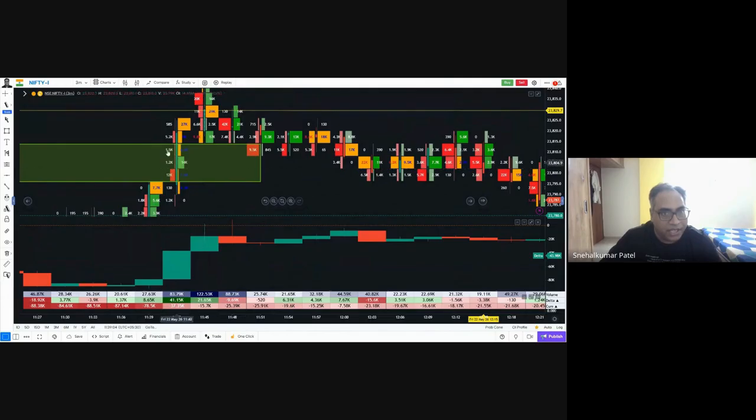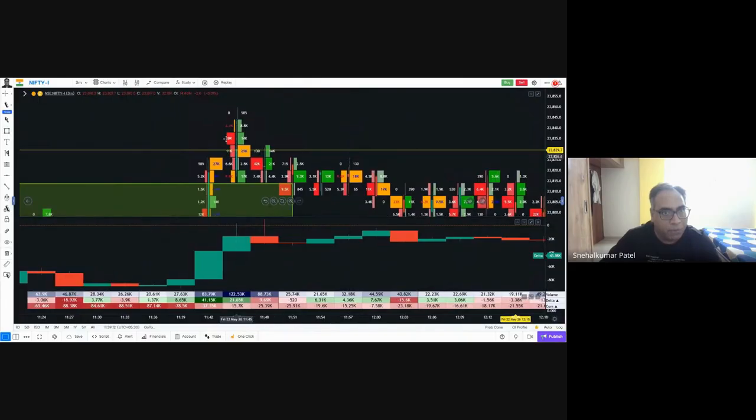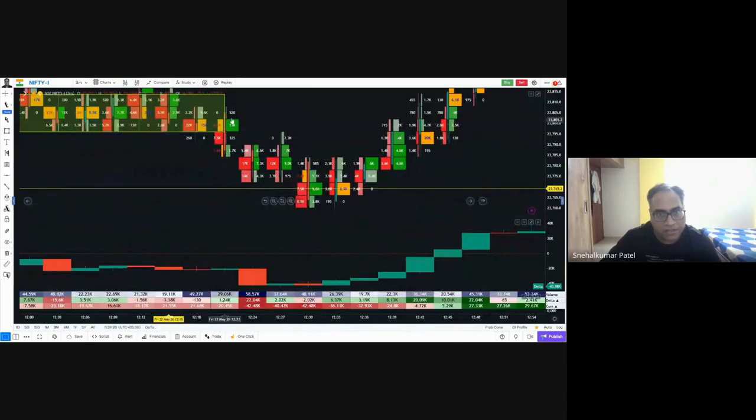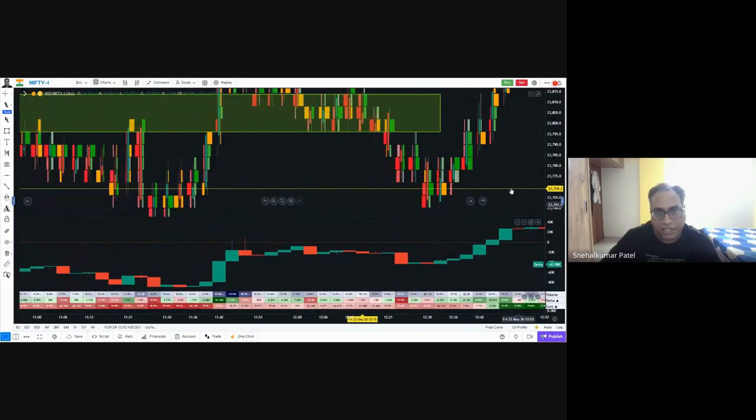And then again, when it broke this particular level with significant delta, that proves that the price wanted to move up. It moved up until this level, and again the sellers dominated from this particular level, and the price came down. So this was a kind of a ranging day.